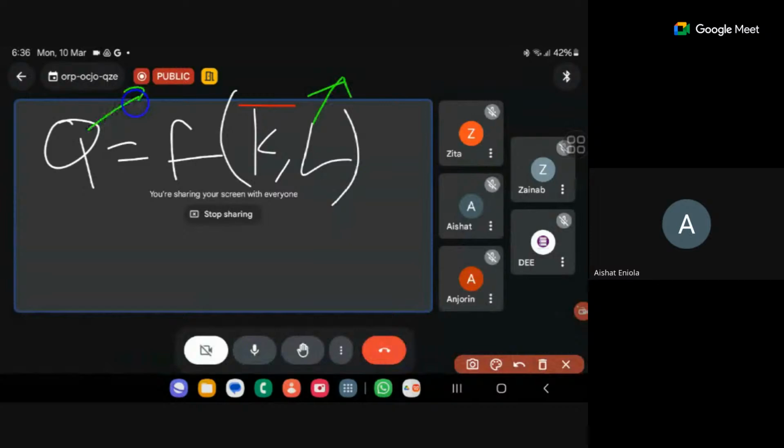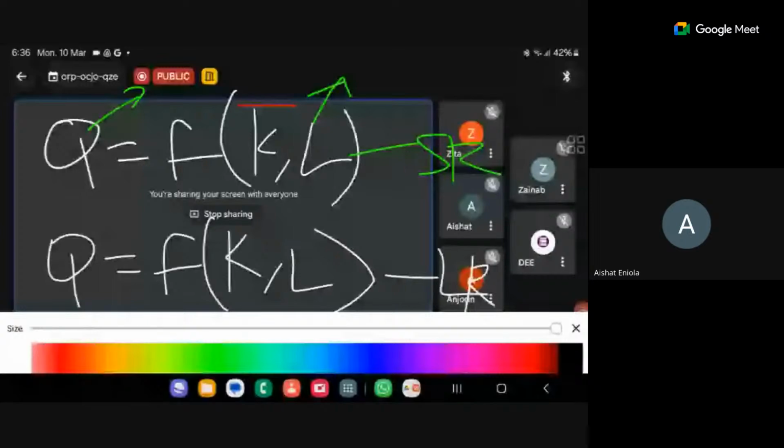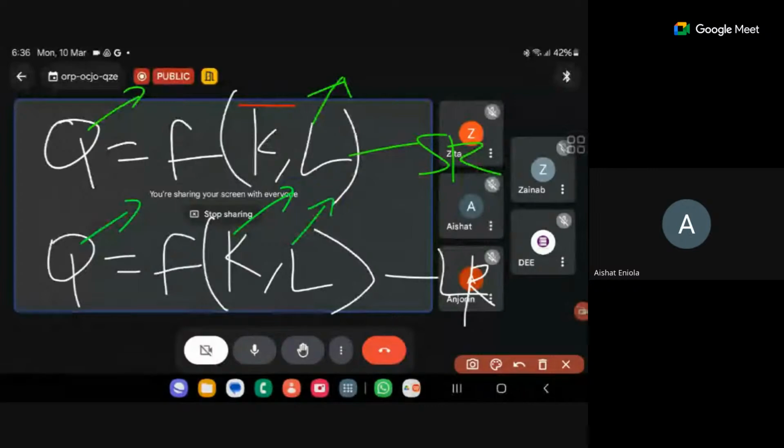So to increase output in the short run, you add labor, but in the long run, you can increase both K and L. So output in the long run is a function of K, comma L. There is no bar on K. K can be increased. L can also be increased. So this is the long run production function. For a business to produce more goods in the long run, it increases both.